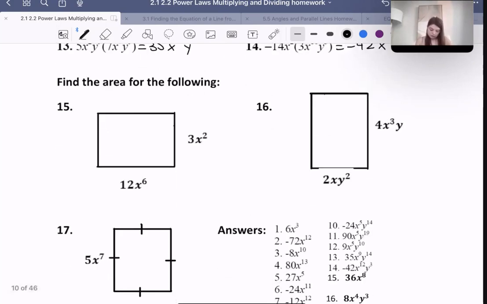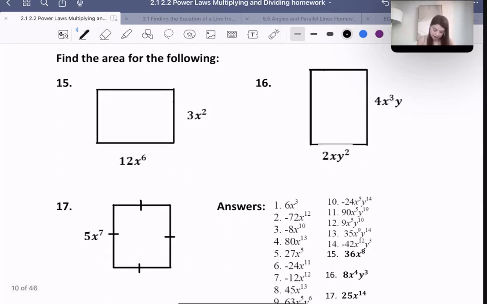The next one says, find the area for the following. So just a reminder, area of a rectangle is base times height. So to find the area, what we must do is multiply these numbers together. So 12x to the power of 6 times 3x squared will give us the area. So 12 times 3 is 36. And x to the power of 6 times x squared is x to the power of 8.